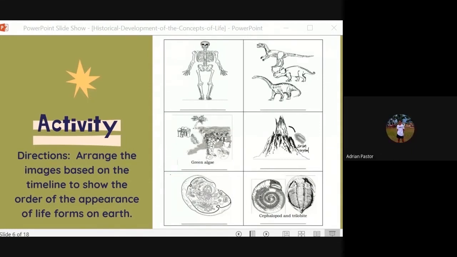And then? Green algae po, ma'am. Okay. Eukaryotes po, ma'am. After eukaryotes? Cephalopods and trilobite, ma'am. Okay. Dinosaur, then human po, ma'am. Okay, very good. Well done, grade 12.